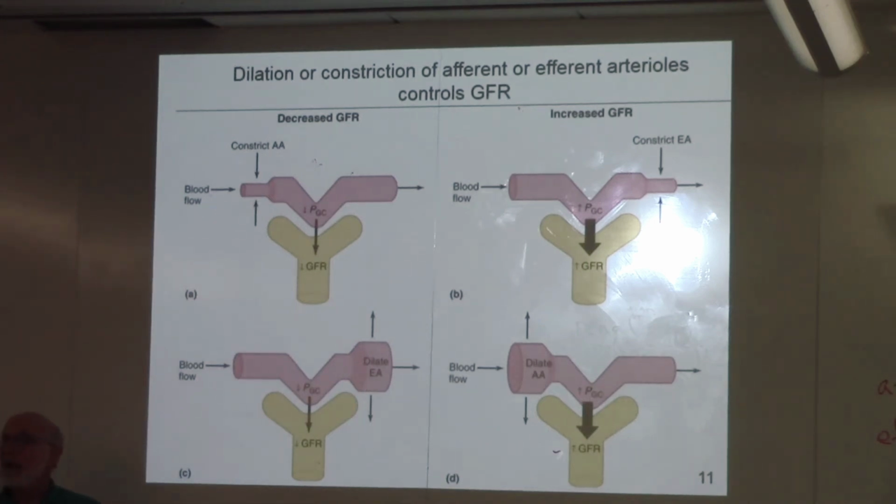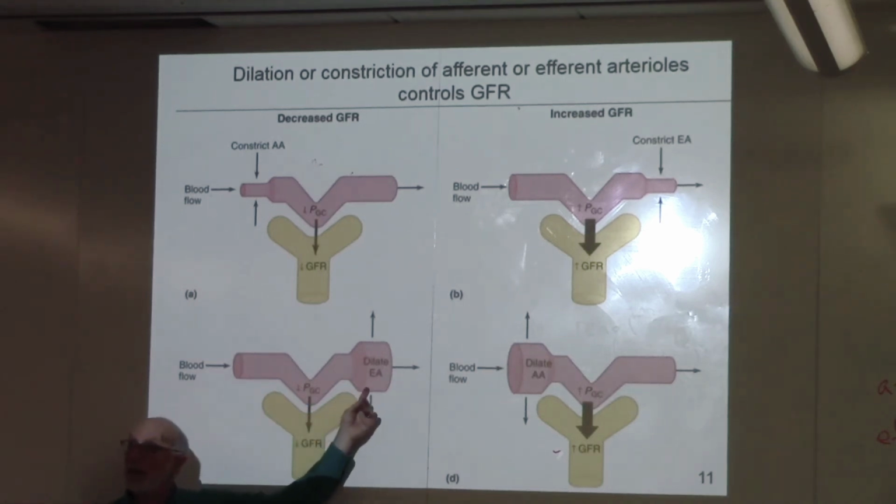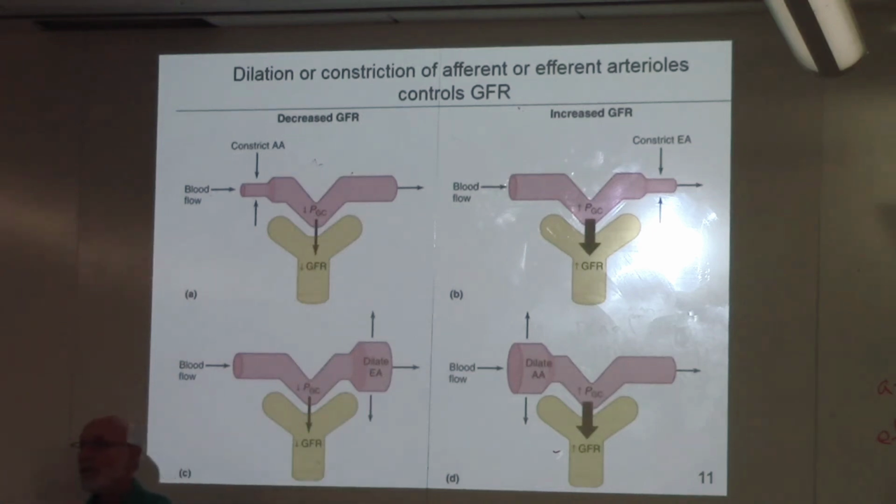Okay, and we do all of this all the time. What cell type would dilate or constrict the efferent arteriole? Vascular smooth muscle. They are both arterioles. Even though one is going in and one is coming out, they are both arterioles, and so they both have arteriolar mechanisms for constriction.